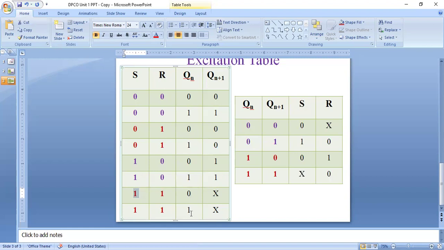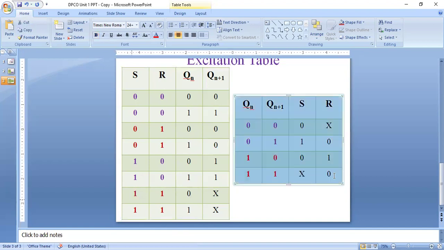So in this video we discussed the SR flip-flop, its characteristic table. You can call it the characteristic table or the function table, along with the characteristic equation, and this is the excitation table. Thank you.